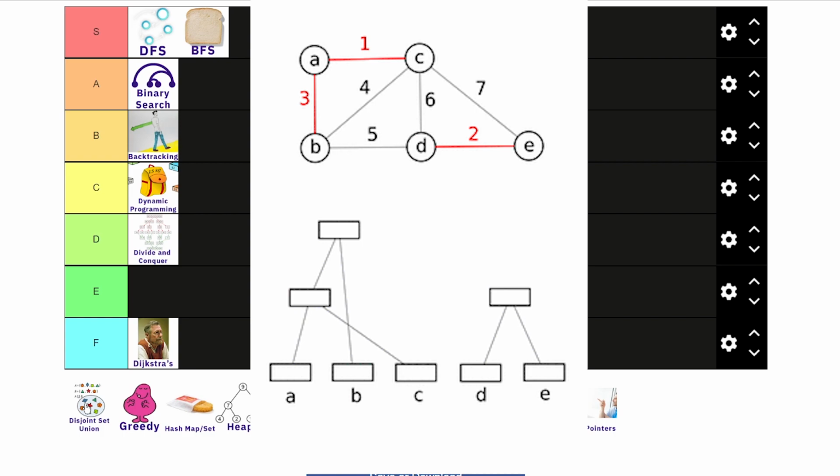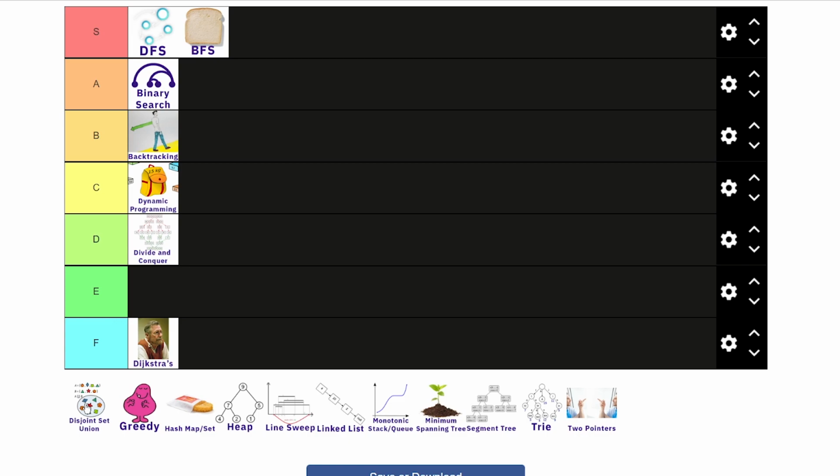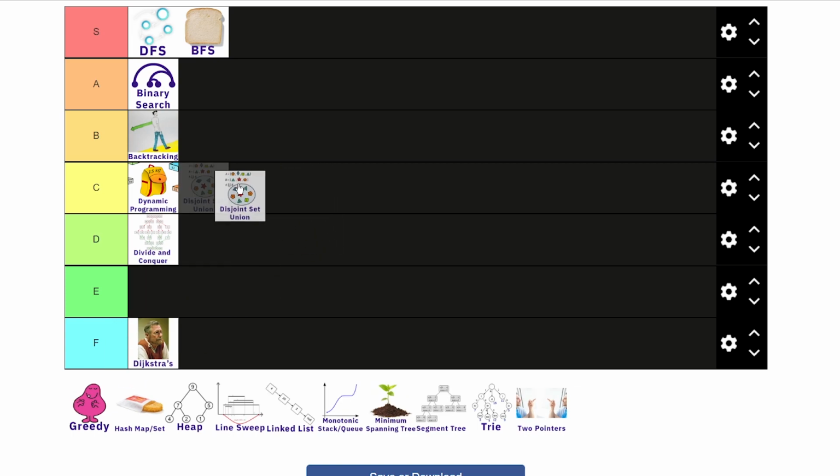but I would say that it's kind of in the same class of almost dynamic programming and divide and conquer. You'll rarely get to use this, but when you do, it's really useful. And I would say you want to spend a decent amount of time just learning the algorithm and practicing a few questions with it. So I'm going to put it in the C tier.